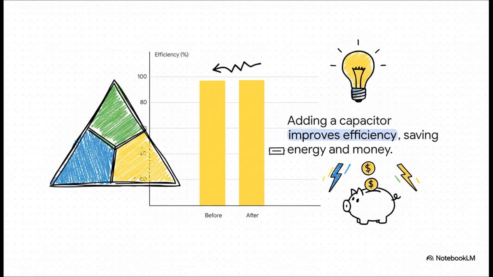And the results really speak for themselves. Before we added that capacitor, the system efficiency was 97.5%. After adding that one simple part, it jumps up to 98.2%. Now, I know, 0.7% might not sound like a huge leap, but imagine that savings scaled up across thousands of factories, across an entire country's power grid. We're talking about a staggering amount of saved energy and millions of dollars.